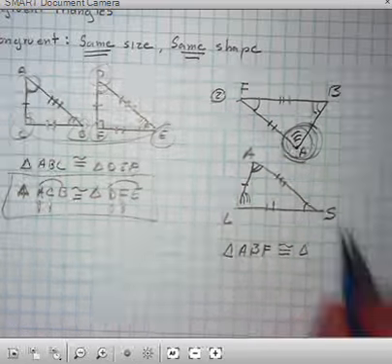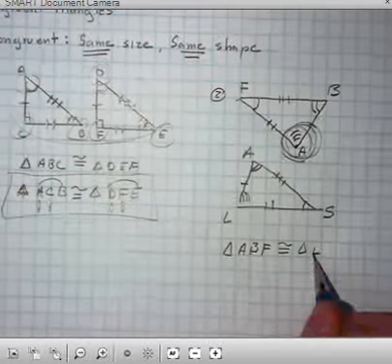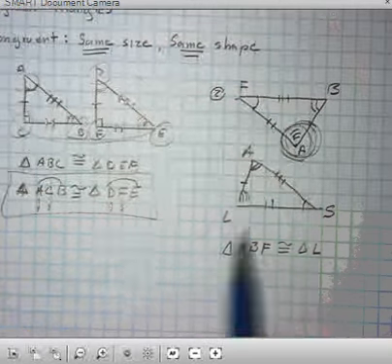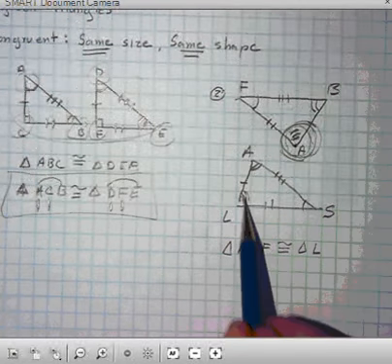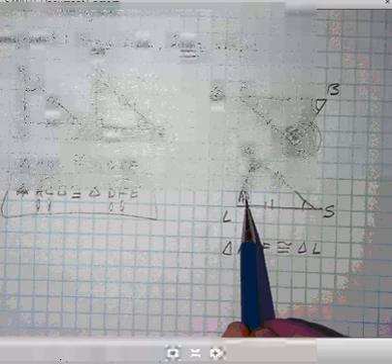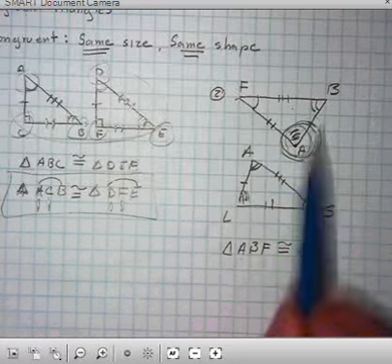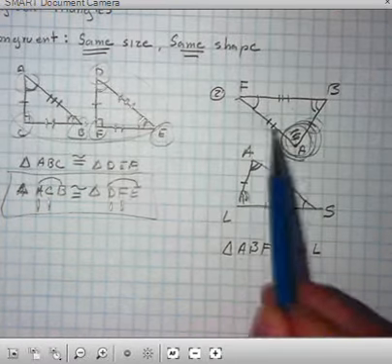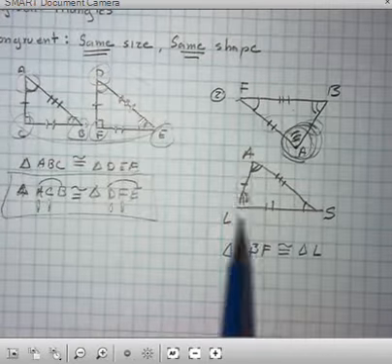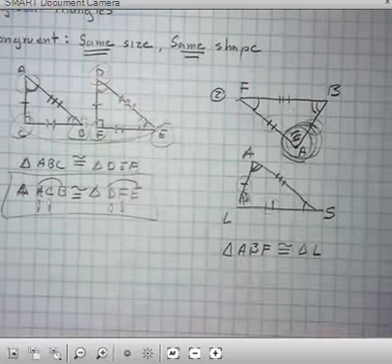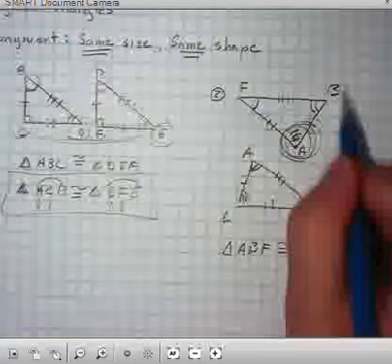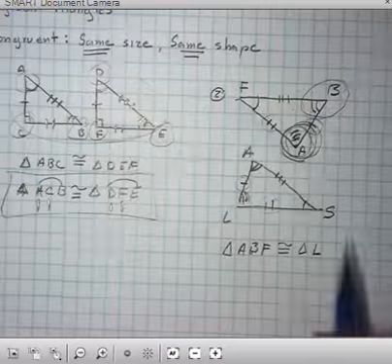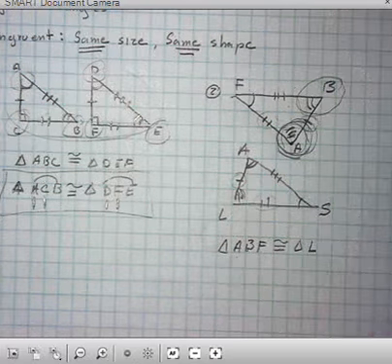Scout? L. Why do you believe it's L? Because A has 3 marks, so the L has 3 marks. There's also other things that we can use. The A is the one that's in between the 1 side and the 2 side. The L is also the one in between the 1 side and the 2 side. So L is our first angle. B is the second one in our first triangle. So what's our second one in our second triangle going to be?